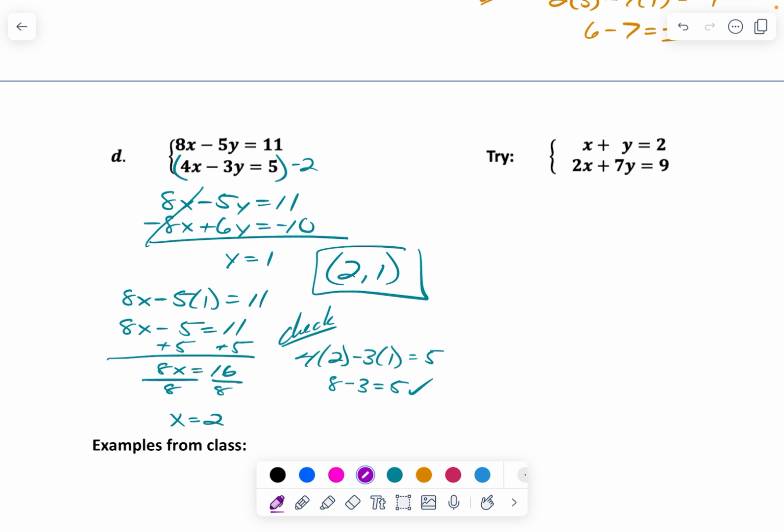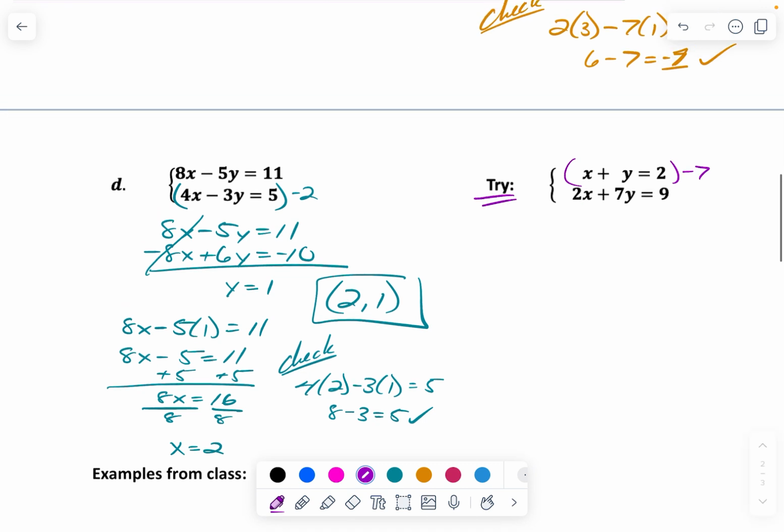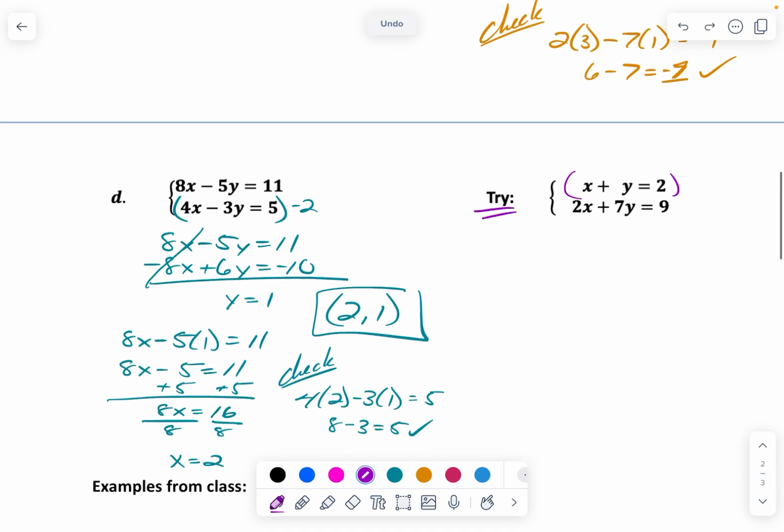All right, so this one, we could eliminate x or y just as easily. If we multiply this whole thing by negative 2, we can get rid of x's. If we multiply the whole thing by negative 7, we can get rid of the y's. I think most of you will probably pick multiply everything by negative 2, only because the x is first and it results in smaller numbers.